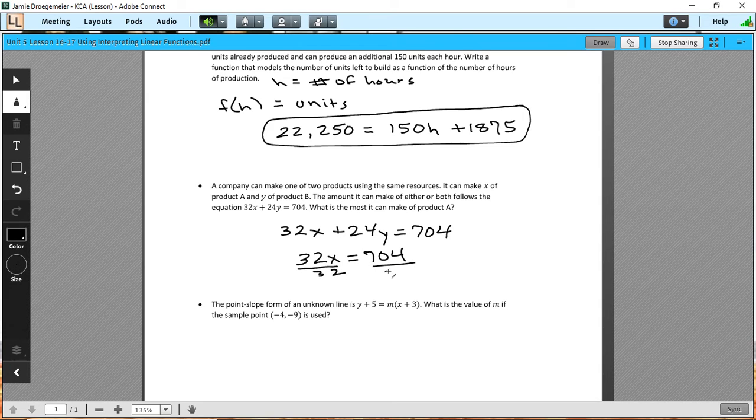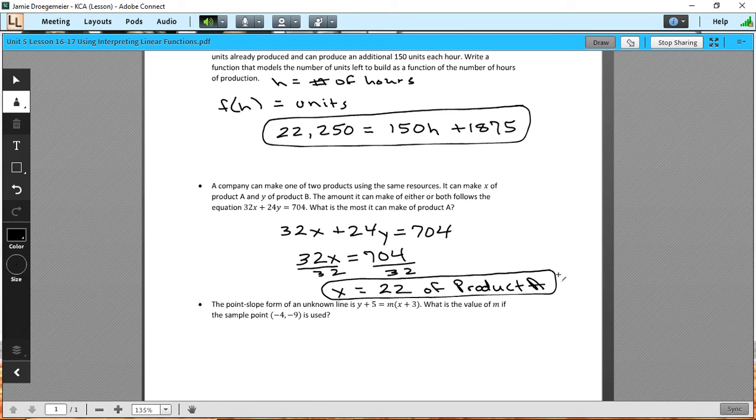And now if we divide each side by 32, so 704 divided by 32 is 22. So the most that we can make of that product is 22. So 22 of product A. And that really is telling us what our x-intercept is if we were looking at this on a graph. So that's a great way that we can use that linear function as a comparison there.